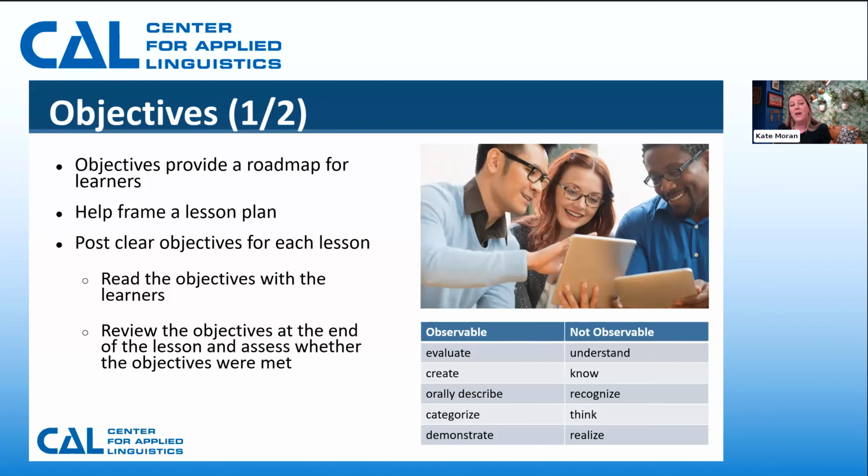For example, when you have a clear objective, you can easily plan activities to meet the objective and think about the supports that your students will need for those activities. So you want to post your objectives where all of your students can see them. You want to read the objectives out loud at the start of class or have a student read them out loud.